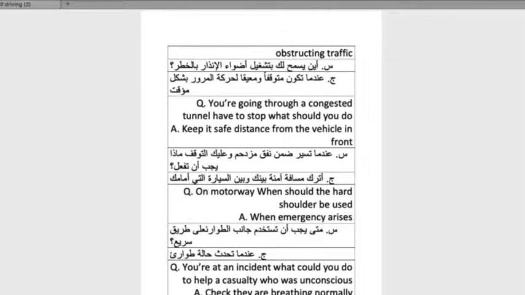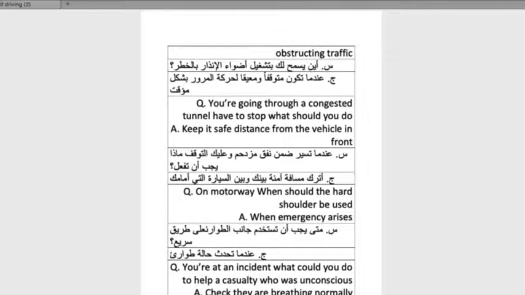You are going through a congested tunnel. You have to stop. What should you do? Keep a safe distance from the vehicle in front.